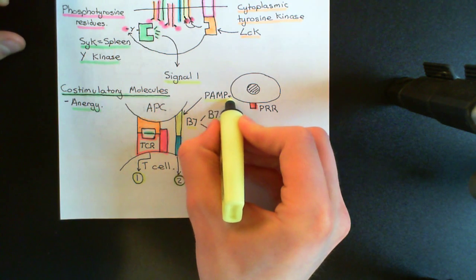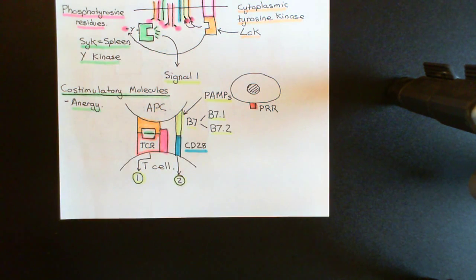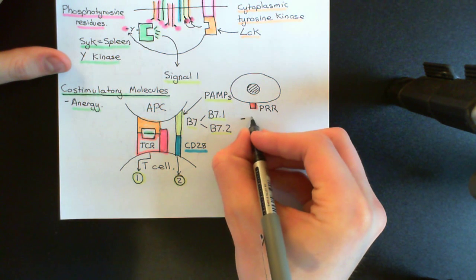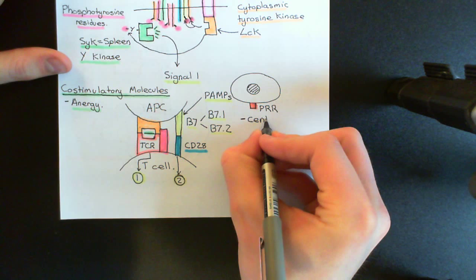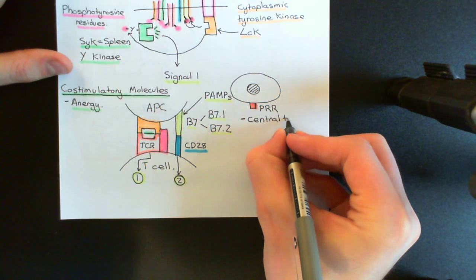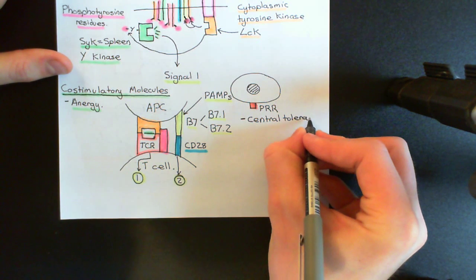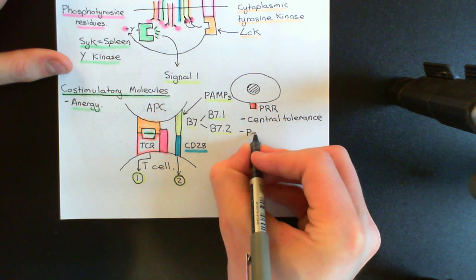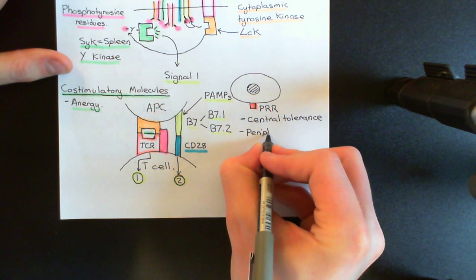Okay, so this is how this actually functions as a checkpoint. So just saying a little bit more on this, I want to introduce the concept of central tolerance and peripheral tolerance. So central tolerance and peripheral tolerance. So we have now seen lots of mechanisms to try and prevent autoimmune responses.